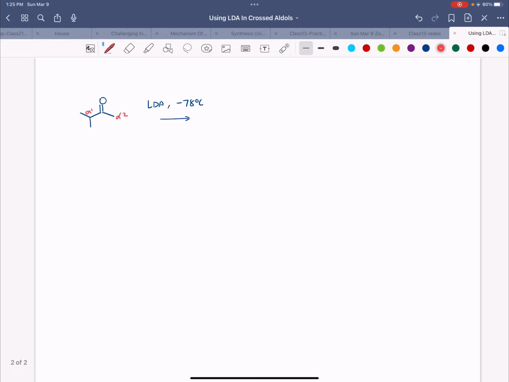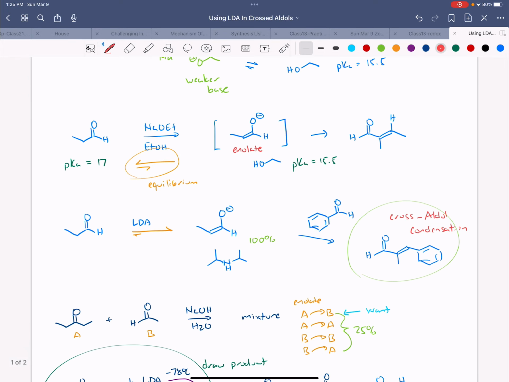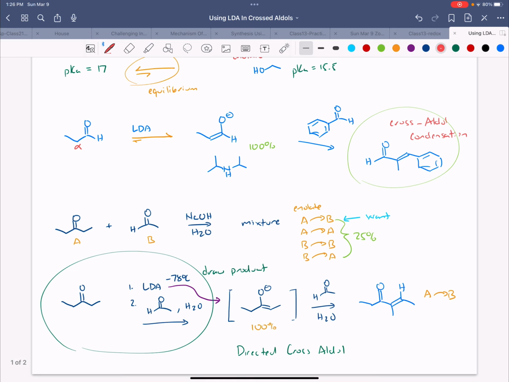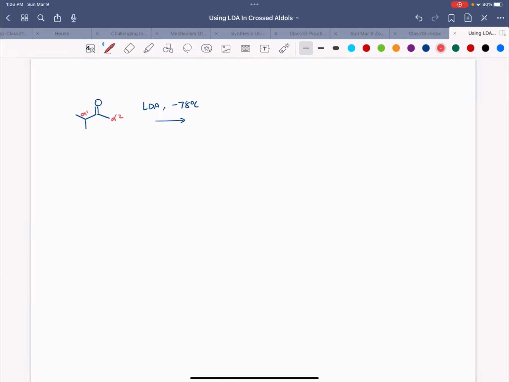Did you notice in the previous example, here we only have one alpha carbon, here only one alpha carbon, here only one alpha carbon. We have two alpha carbons, but they each give the same thing. So they each end up with the same product, so it doesn't matter which one you choose. And the same thing here. It's symmetrical, so it doesn't matter which of the two alpha carbons you choose to deprotonate. But in this case, you do choose.